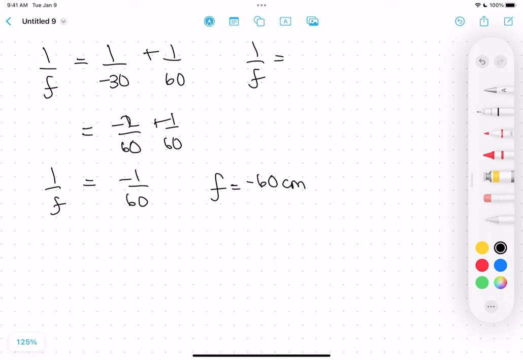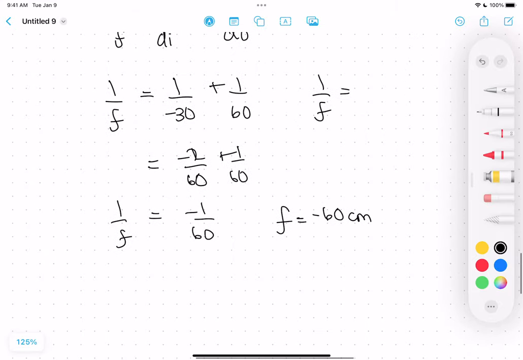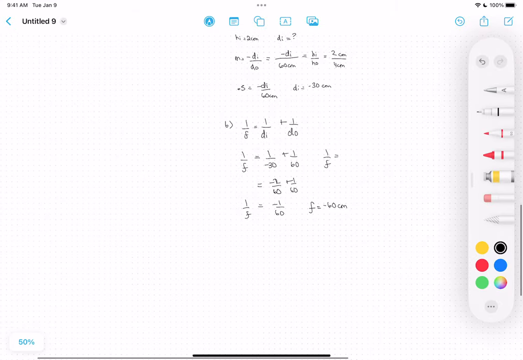Exactly. So concave would be producing real images. It'll be converging lenses, stuff like that, right? So anytime you see negative stuff, it's usually going to be with diverging lenses, convex mirrors. You'll have negative focal lengths and whatnot. But that'll indicate that this is a convex mirror.